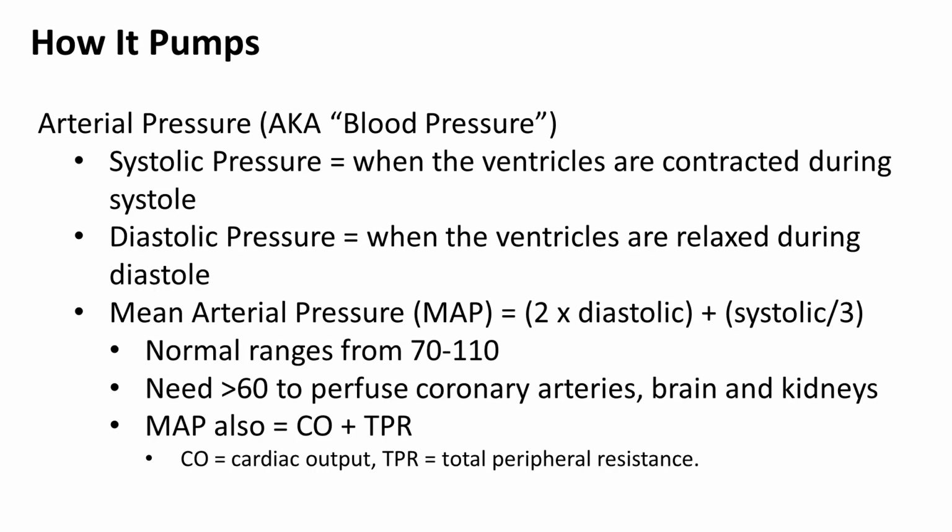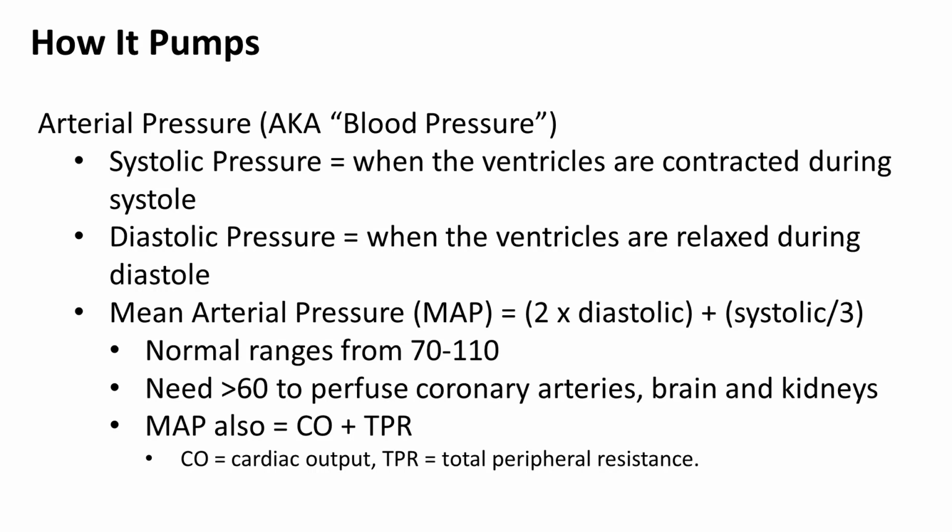There is also a value called the mean arterial pressure. This is an average of the pressure that's in the body in both systole and diastole combined. And there's a formula in order to calculate that, and it's 2 times the diastolic plus systolic, divided by 3.